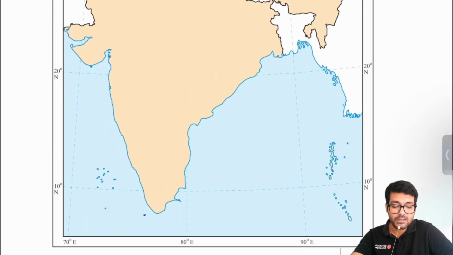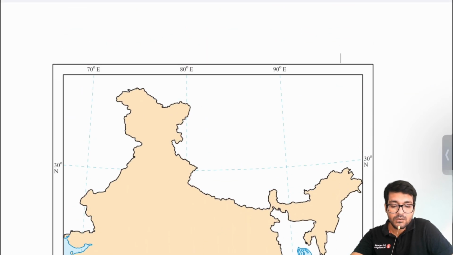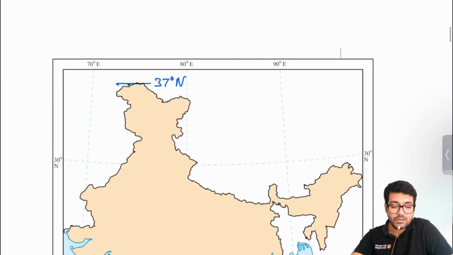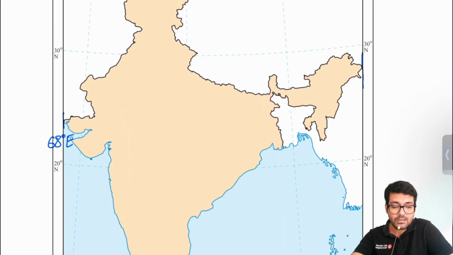India's latitudinal extent is from 8 degree north to 37 degree north and longitudinal extent is from 68 degree east to 97 degree east.